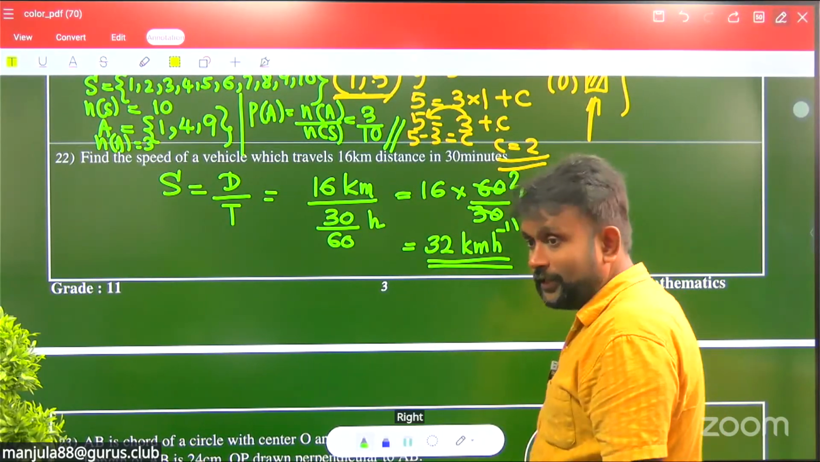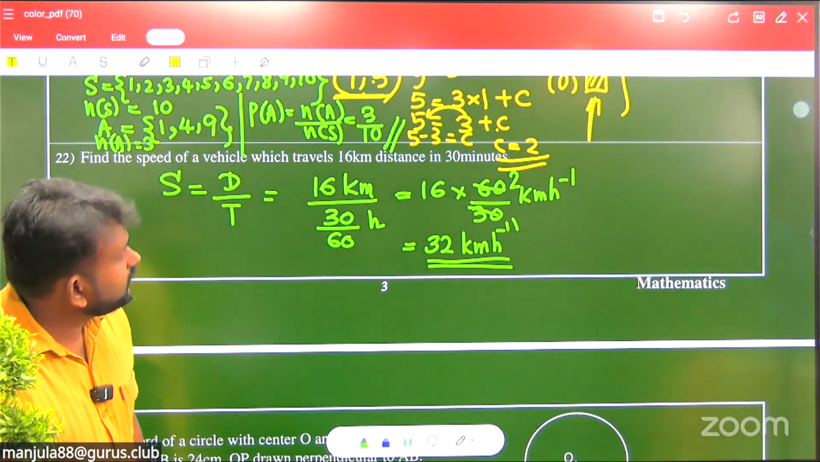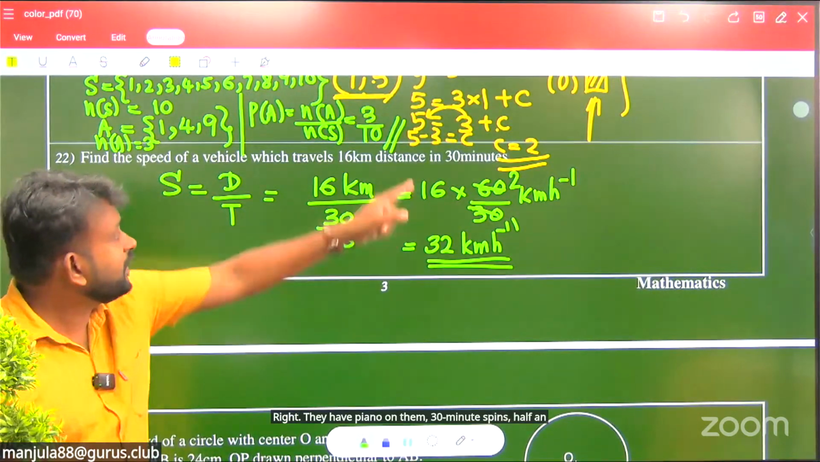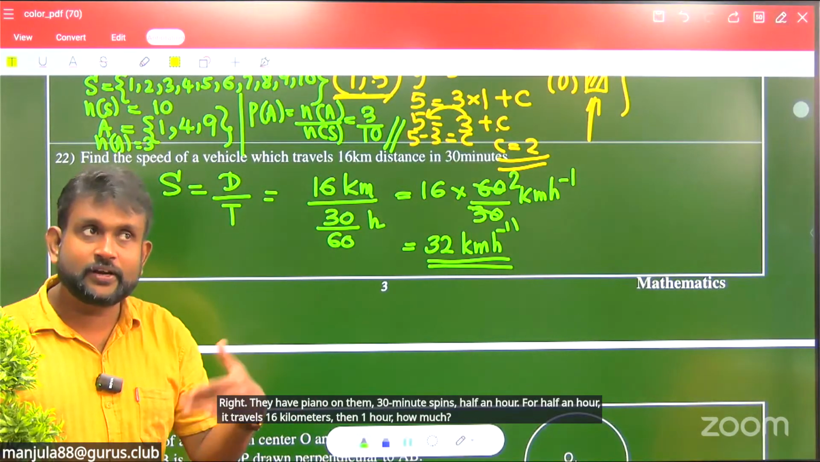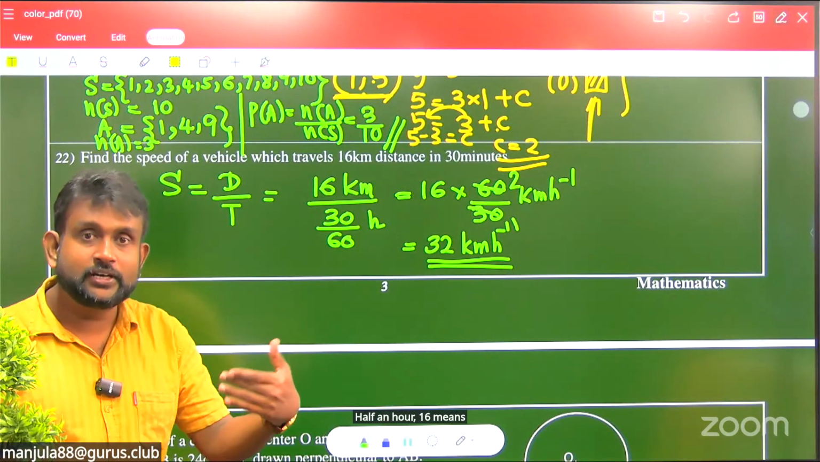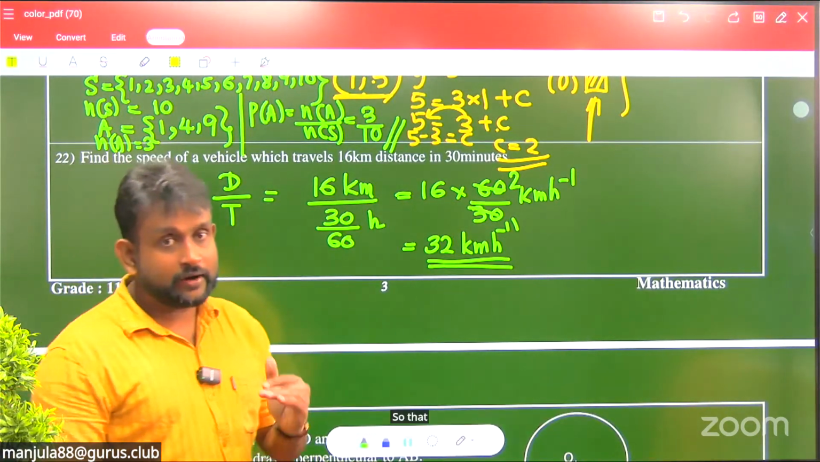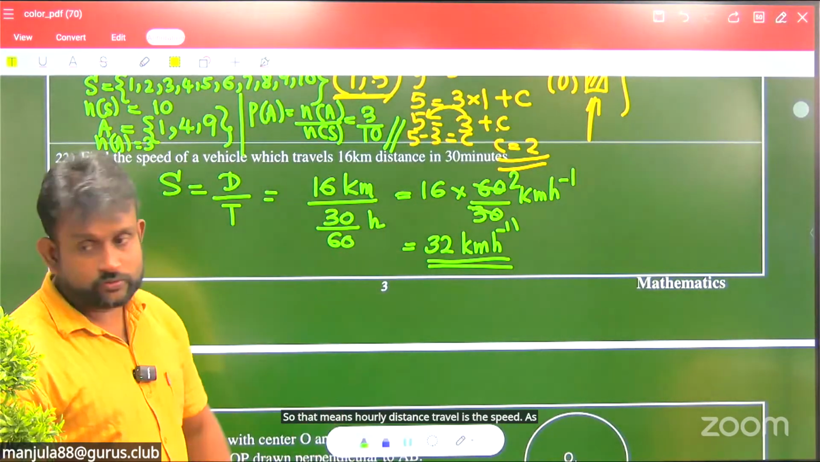Or otherwise, simply thinking from the definition, 30 minutes means half an hour. For half an hour it travels 16 kilometers. Then 1 hour, how much? Half an hour 16, another half an hour another 16, then 32 kilometers. So the distance traveled hourly is the speed, then 32 kilometer per hour.